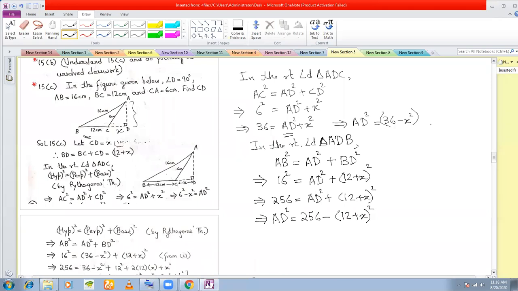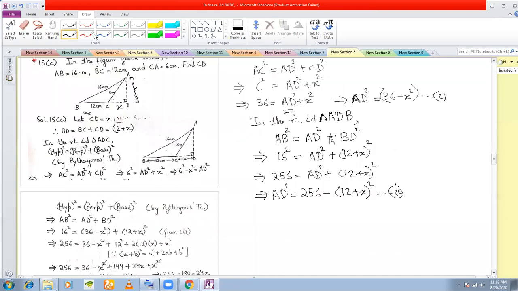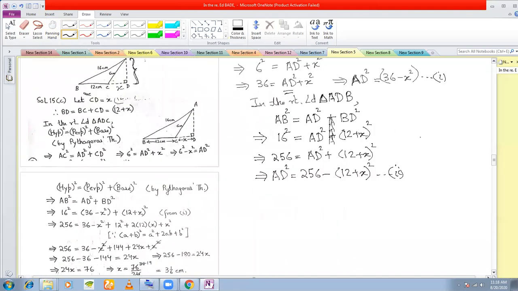So in both the cases, let us call this 1 and let us call this 2. In both the cases, we have managed to find out AD, because AD is the common side or the common link between the two right angle triangles. Okay. So now since AD square is equal to this and AD square is equal to this, therefore from 1 and 2, 36 minus x square is equal to 256 minus (12 plus x) square.